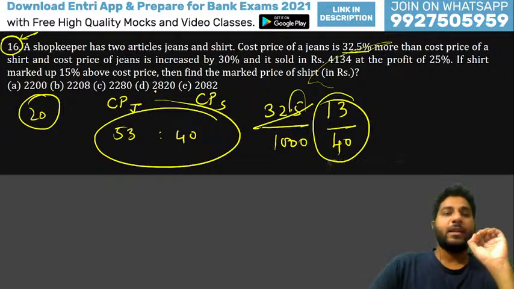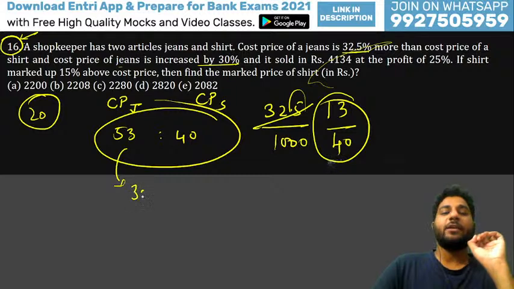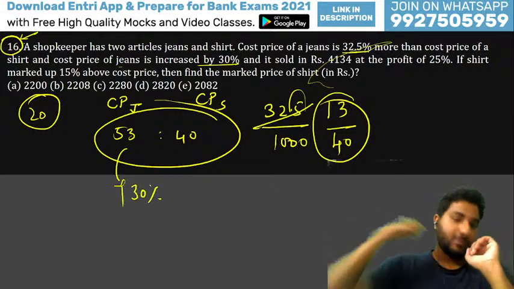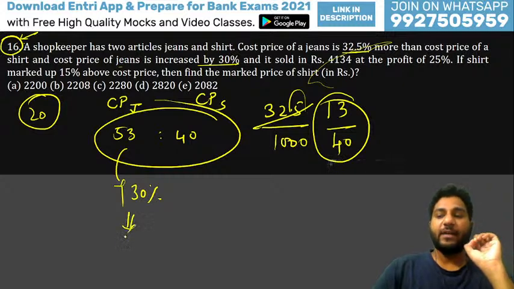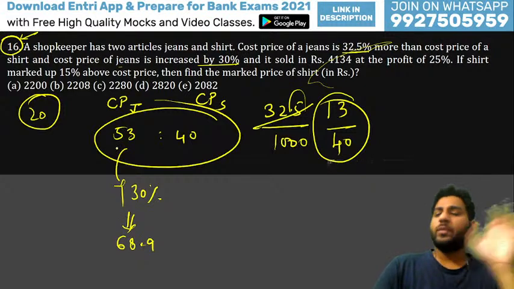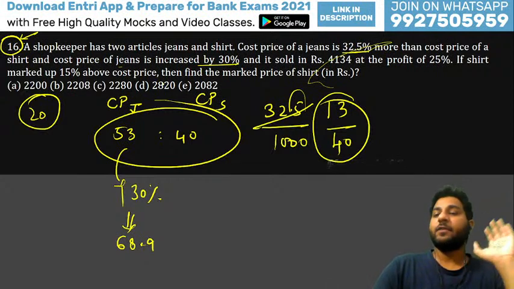Okay, now as you know, the cost price of jeans is increased by 30%. The moment you raise this, if you're doing 130%, you will be getting the new cost price, and that will become 68.9. There is no way you can hide from this decimal.